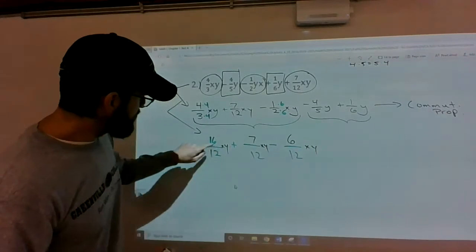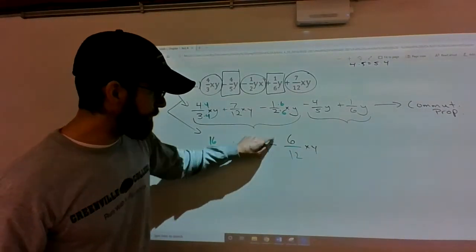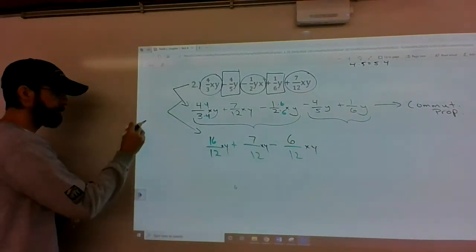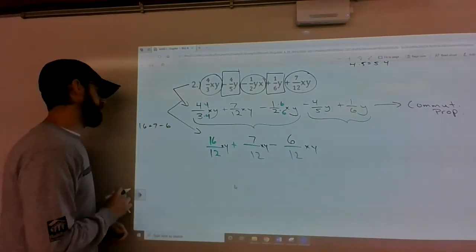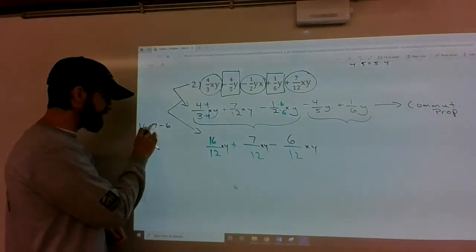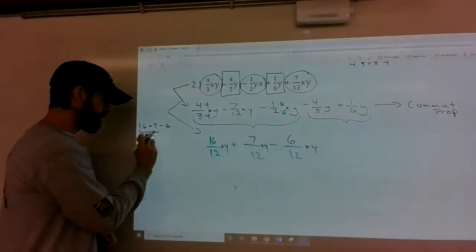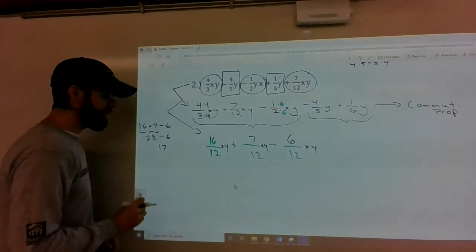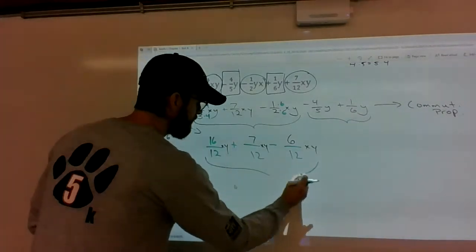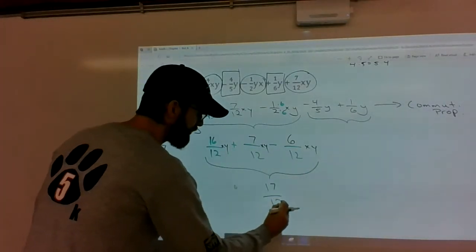What is 16 plus 7 minus 6? Sixteen plus 7 is 23. Subtracting 6 is 17. So you have 17/12 xy.